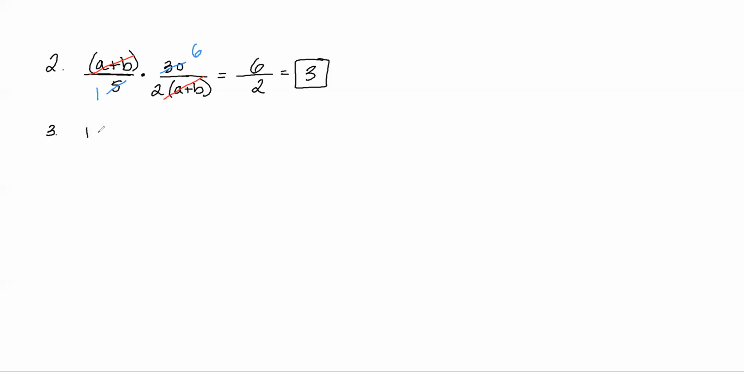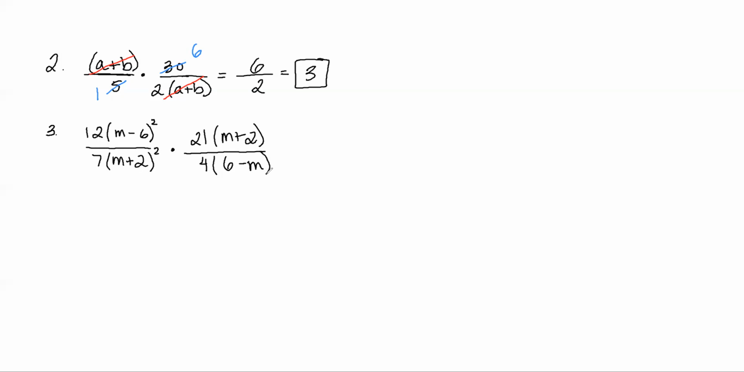So this one, let's go ahead and do 12 parentheses m minus 6 squared over 7 parentheses m plus 2 squared times 21 times, so parentheses m plus 2, and on the bottom, 4 parentheses 6 minus m.